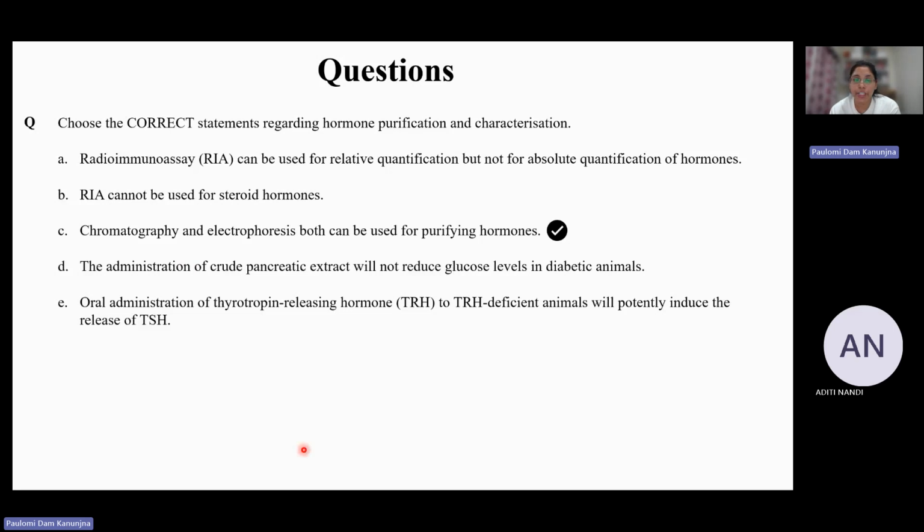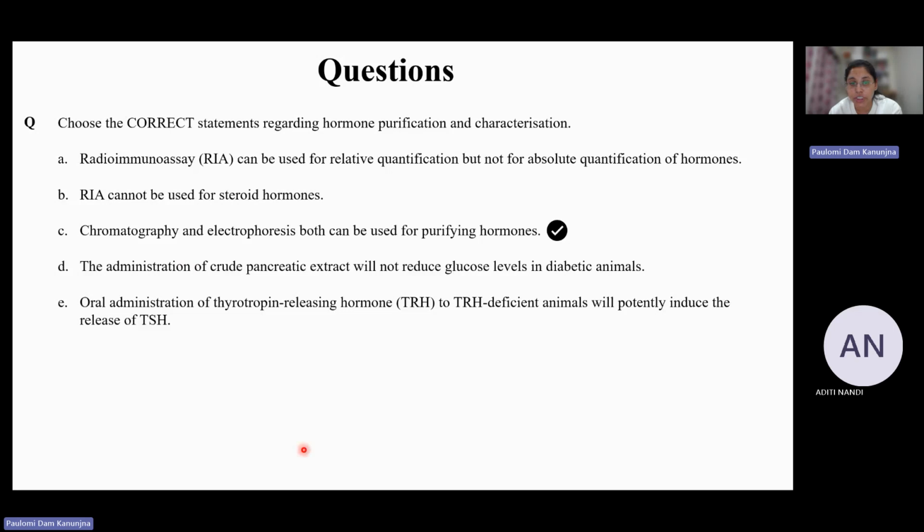The first one says radioimmunoassay can be used for relative quantification only, but that's incorrect because you can also use it for absolute quantification. Second one is also incorrect. It says that RIA cannot be used for steroid hormones. That's incorrect. It is actually used mostly for steroid hormones. C says chromatography and electrophoresis both can be used for purifying hormones. We have discussed this, right? They can be used for purifying as well.